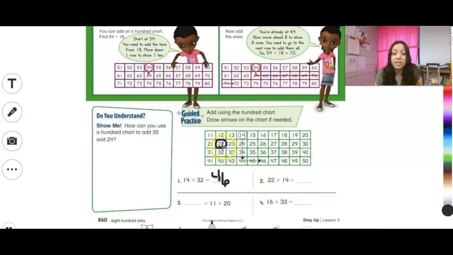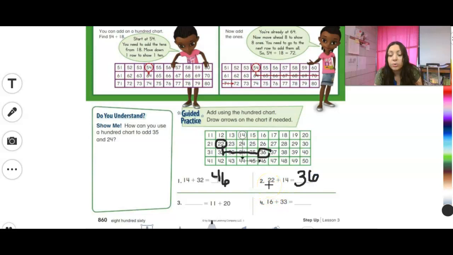Just 1, so I'm just going to go down 1. How many ones do I have? 4, so I'm going to go to the right 4. So 1, 2, 3, 4, and I landed on 36.